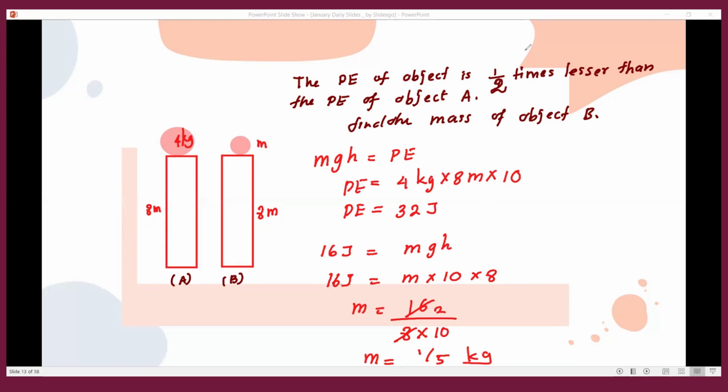So yes, we have given a summary on kinetic energy and potential energy, the differences, the units, and a few example questions are discussed.